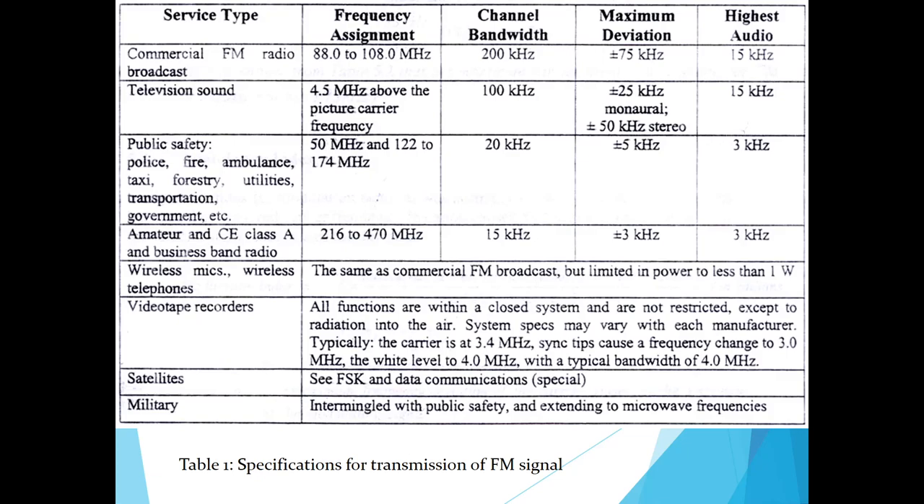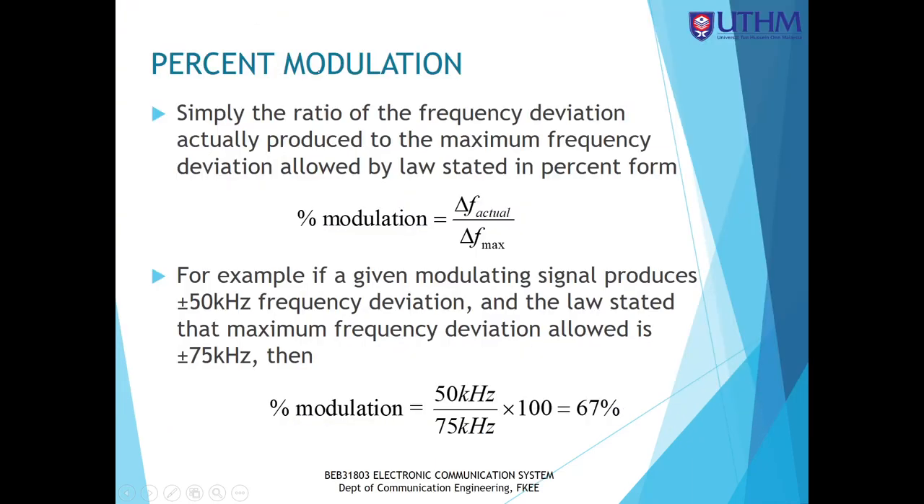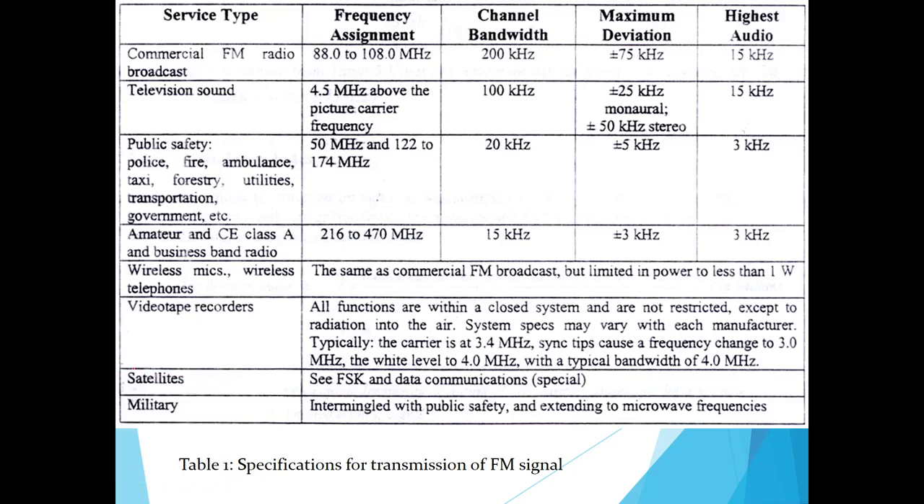FM radio has a range from 88 to 108 MHz. The whole bandwidth for the FM is, how much is this? You see that this is 20 MHz. Within 20 megahertz, there are about 100 stations actually. Each radio station has a bandwidth of 200 kilohertz.